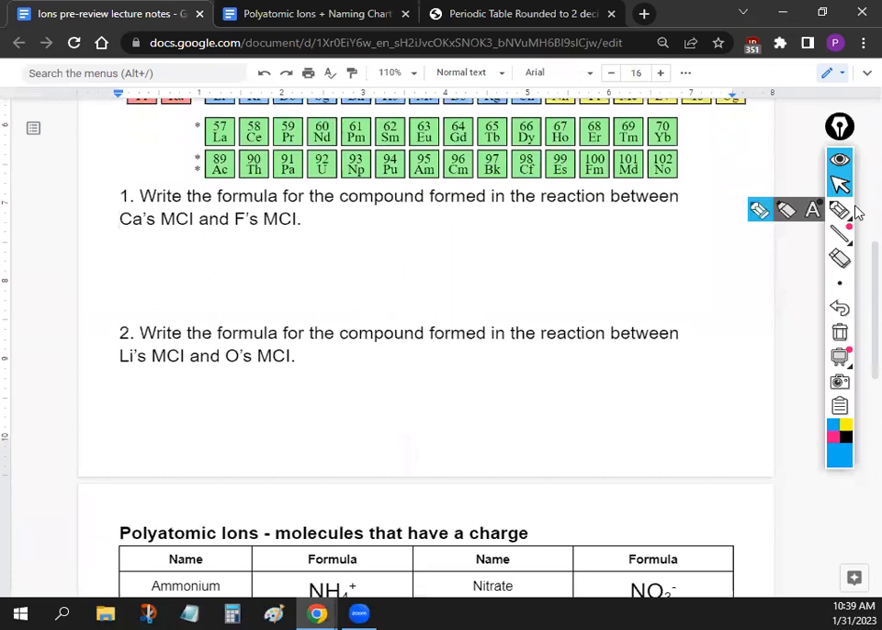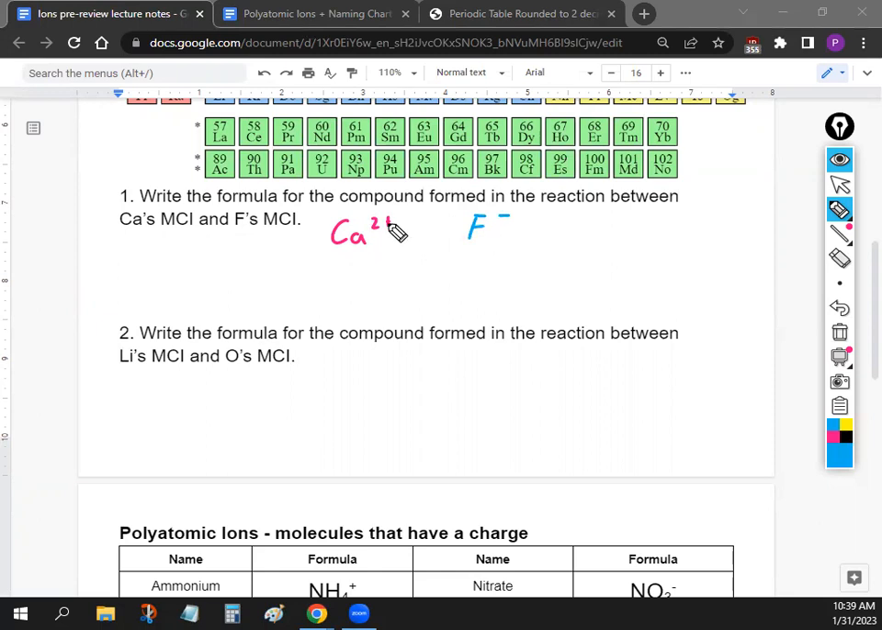Okay, so these two are combining together. If you take a look at this, we found out that Ca is +2 and F is -1. And we talked about how positives and negatives like to come together, right? They come closer together and attract and stick together. Now, when these particles come together, they want to be balanced with one another. This is +2 energy, and this is -1 energy. So do we have more positive energy or more negative energy? Yeah, we have too much positive energy.